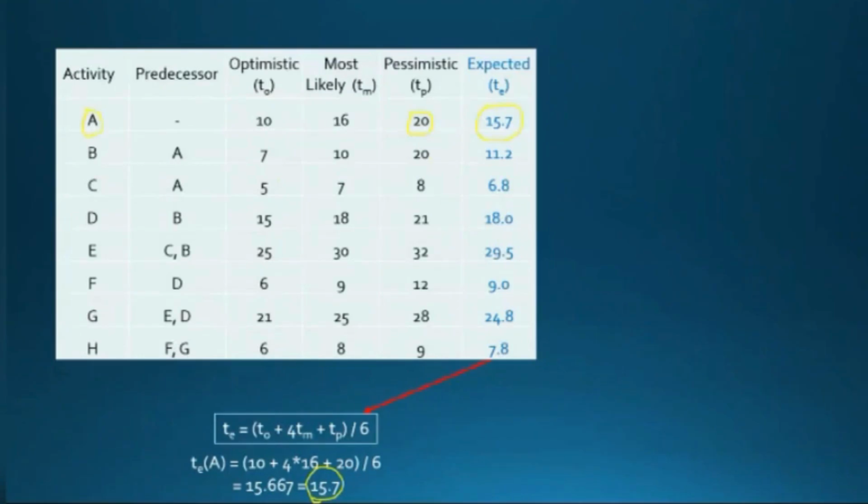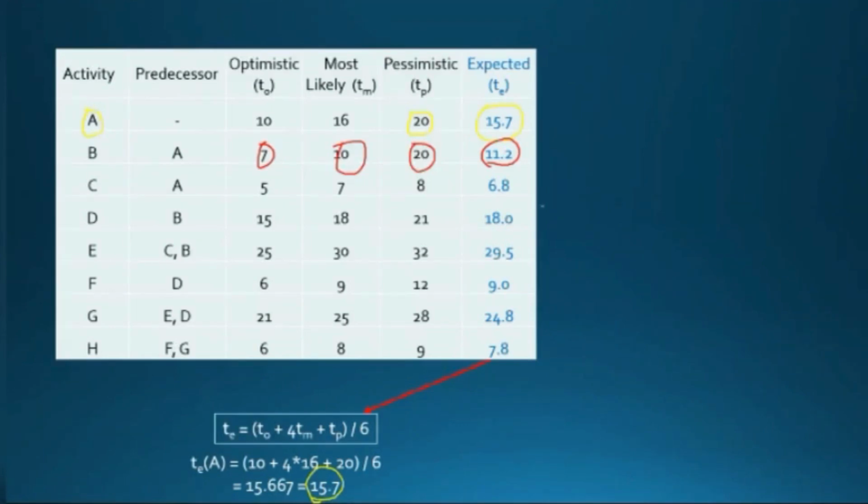If you take B, then it is 7 plus 4 into 10 plus 20, divided by 6. Can somebody quickly calculate on your calculator and tell what the TE value for B is? Is it 11.2? Is it correct or wrong? Can somebody tell? Correct, sir. Okay. So in the same way you need to calculate for all other activities. Similar method only.